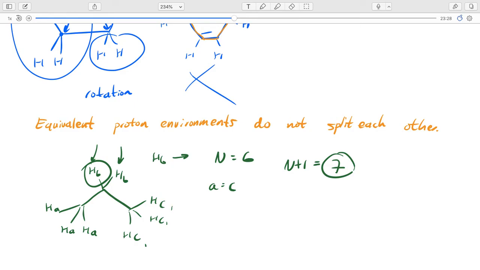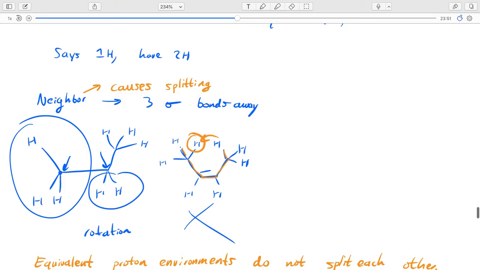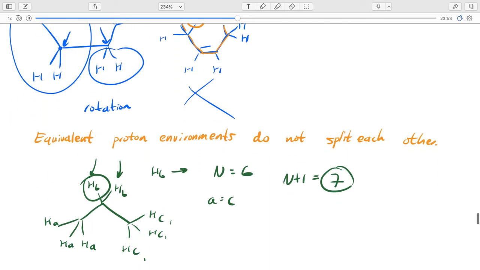So going back to this example, we could pretend they're HA and HB, they're still equivalent because of symmetry down the middle. HA will not split HB. HB will not split HA because they're the same. Whereas here, HB is different from HC and HA. So HA and HC will split HB.